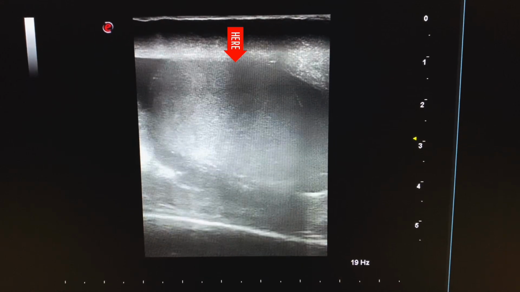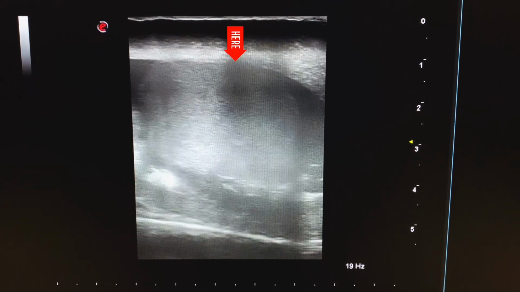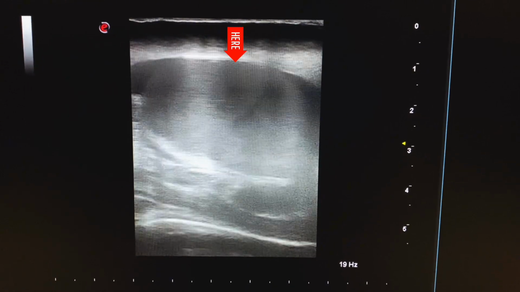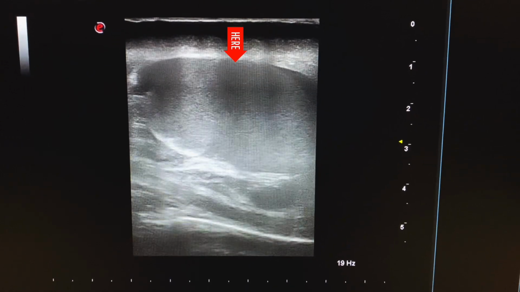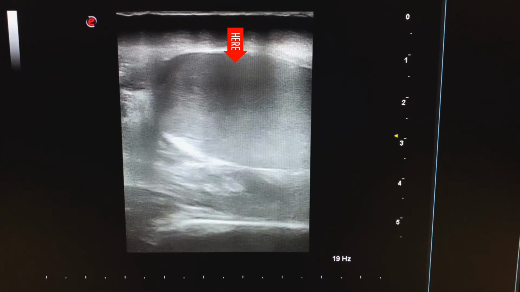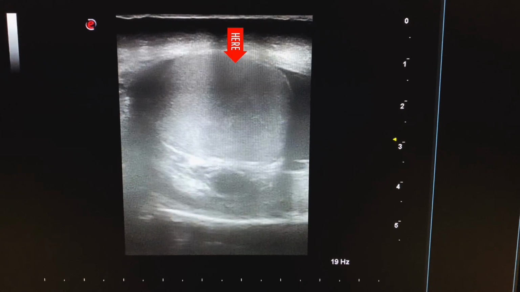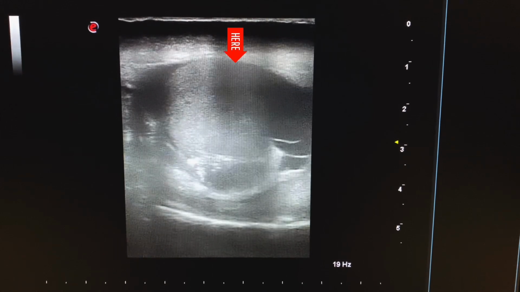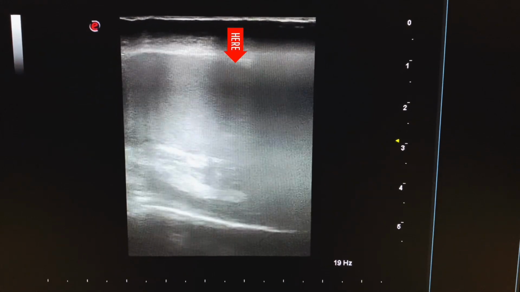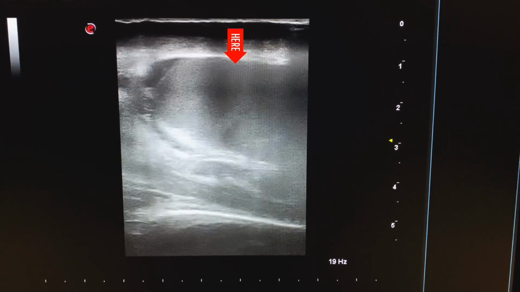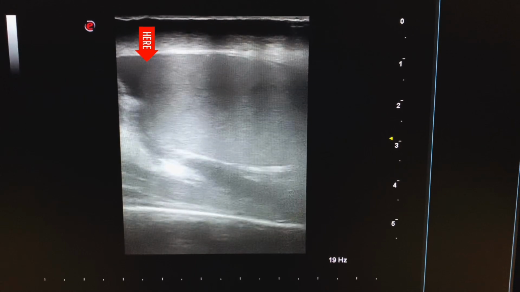The right testis shows heterogeneous texture, hypoechoic and hyperechoic texture. The normal texture of the testes is a little coarse and granular. Here we also see minimal fluid around the testes.